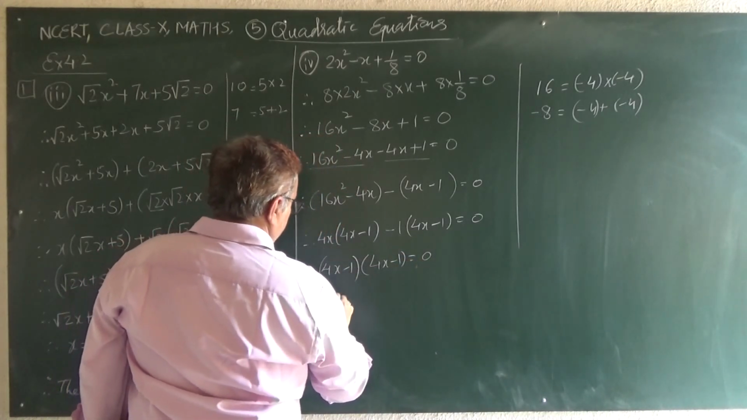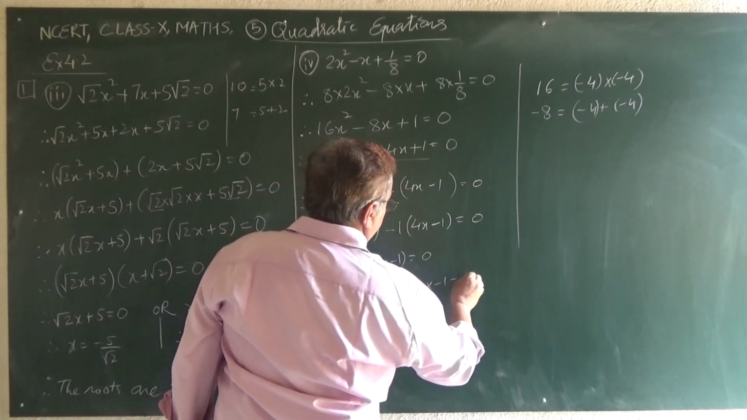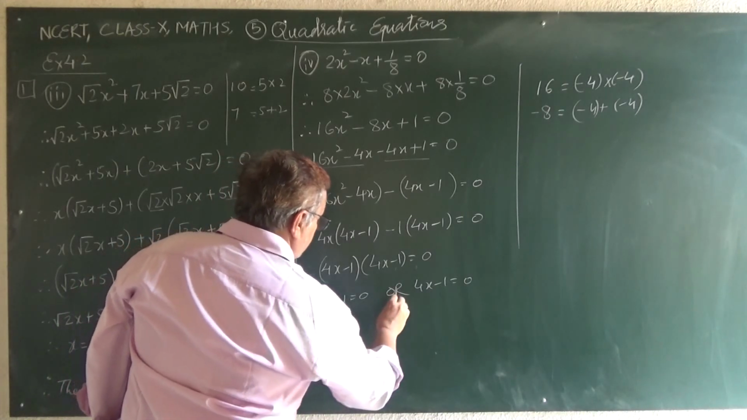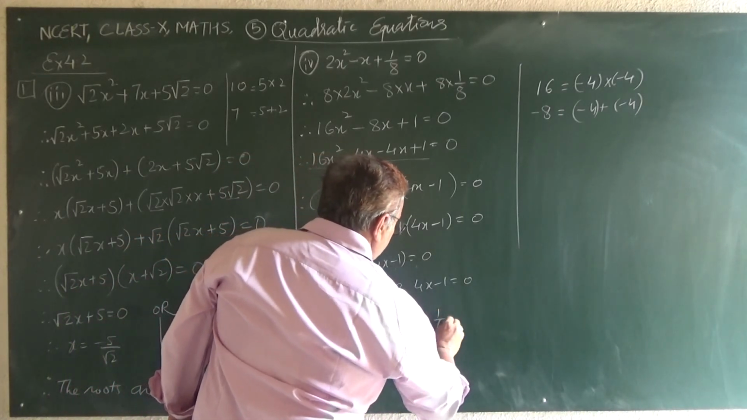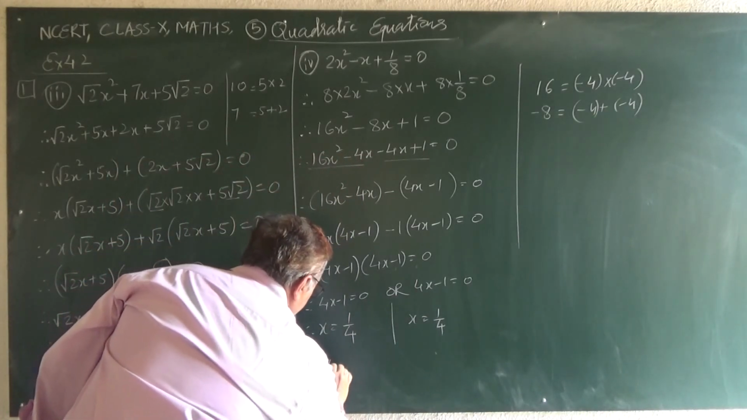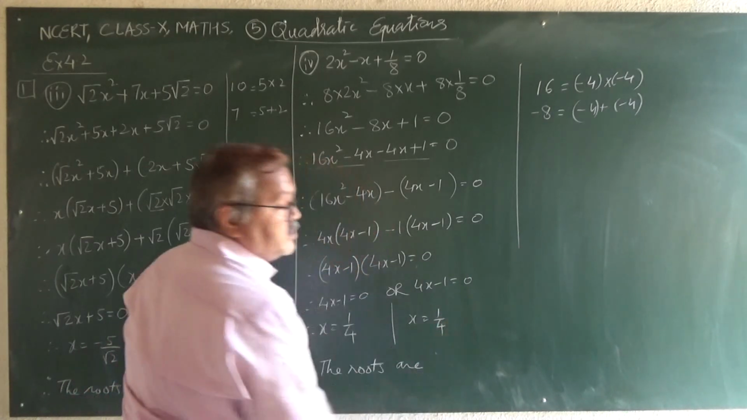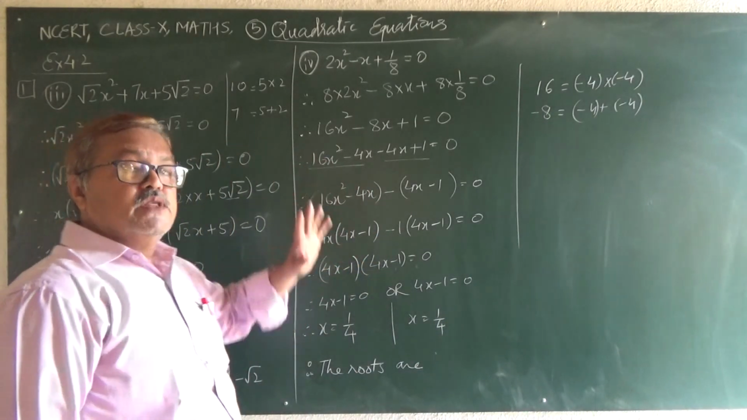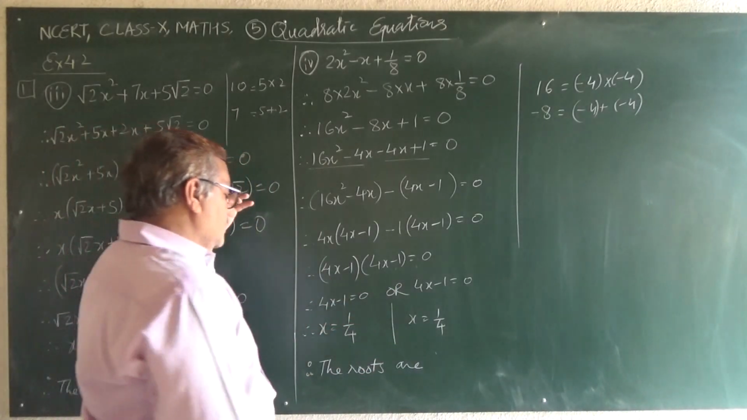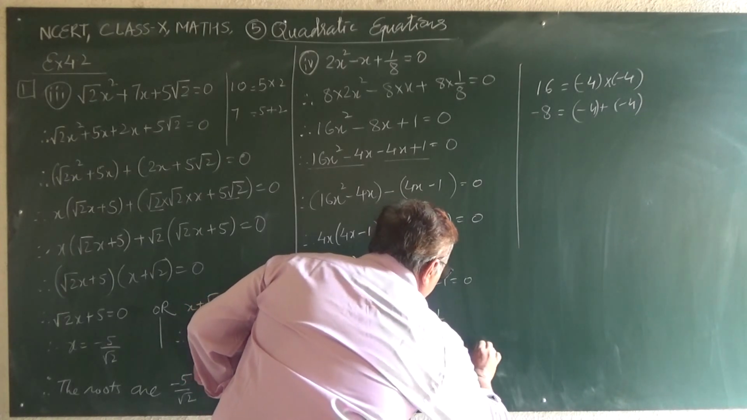So therefore 4x minus 1 is equal to 0. Therefore x is 1 by 4. Therefore the roots, how are the roots? The roots are repeated. Two roots can be same, have the same value, 1 upon 4, 1 upon 4. So the roots are 1 upon 4 and 1 upon 4.